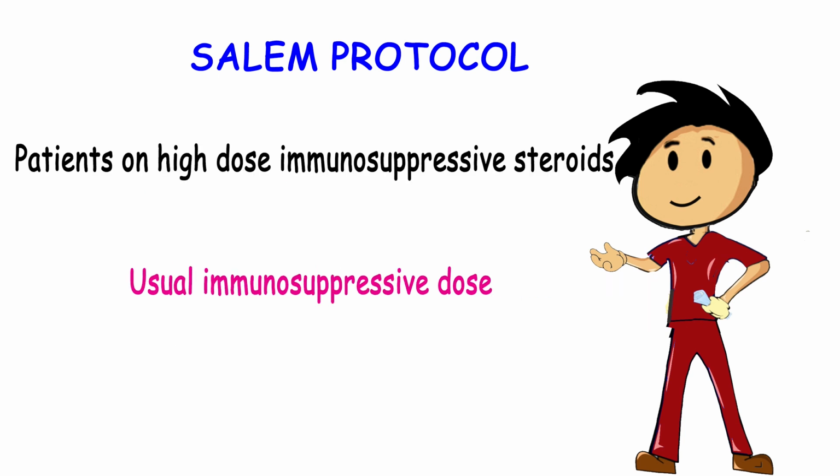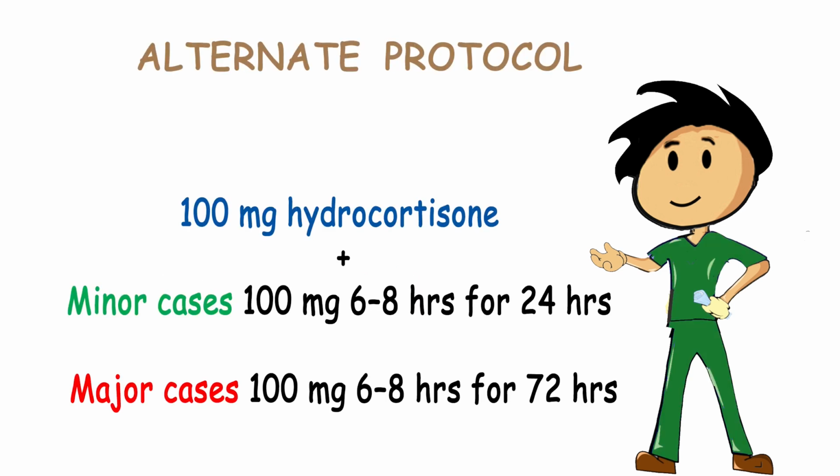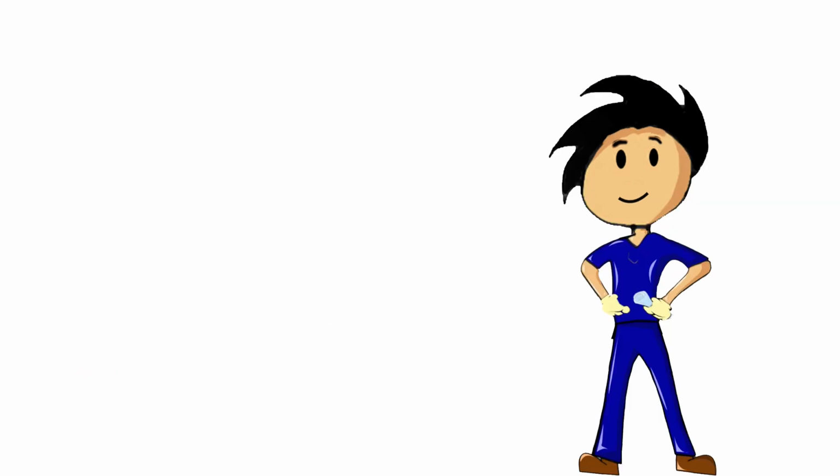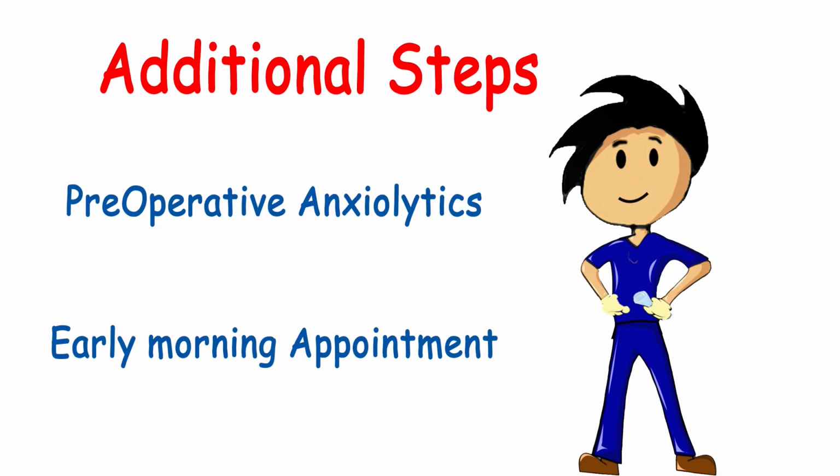Patients on high dose immunosuppressive steroids should be continued on the usual immunosuppressive dose during the perioperative period. Another regimen is to give 100 mg of hydrocortisone followed by 100 mg every 6 to 8 hours for 24 hours in minor cases, and in major cases 100 mg every 6 to 8 hours for 72 hours. In addition to these, stress reduction protocols should be followed, which include preoperative anxiolytics and early morning appointments, as during that time body cortisol levels are usually higher.